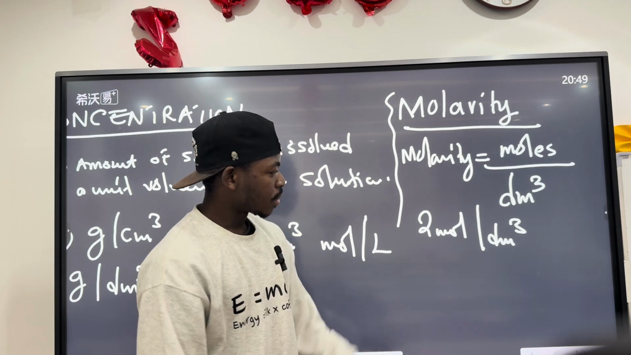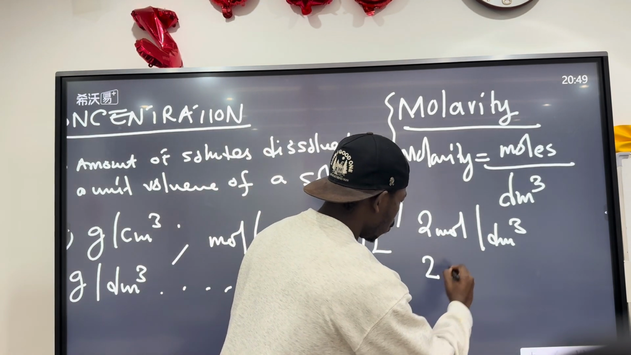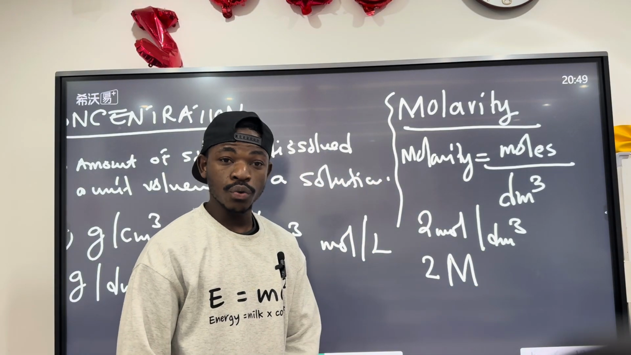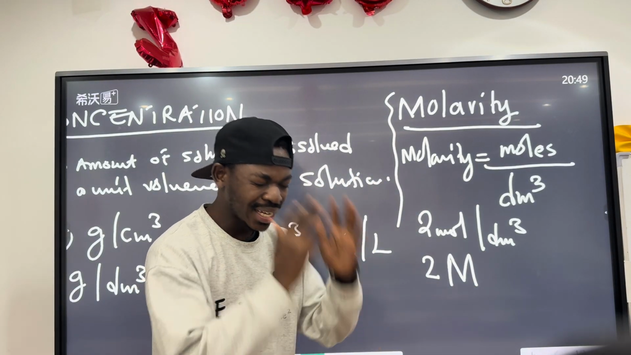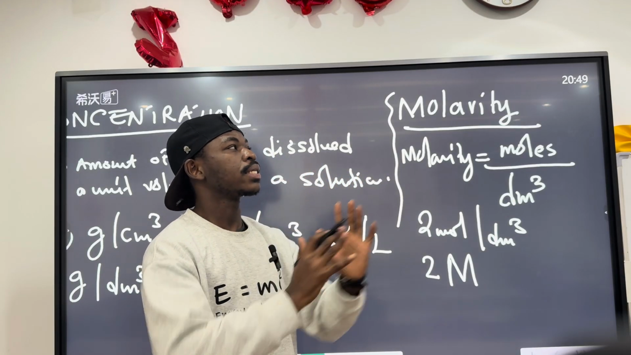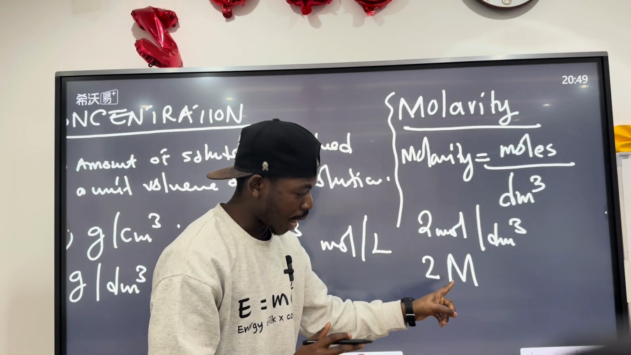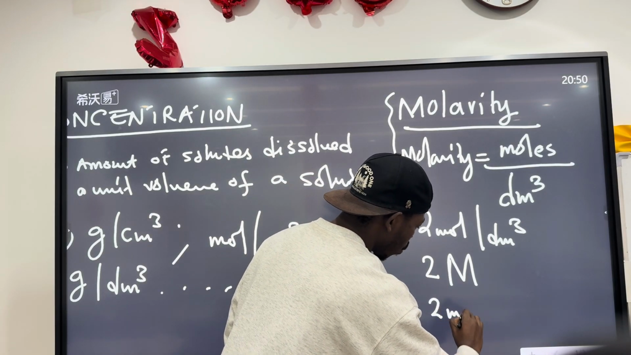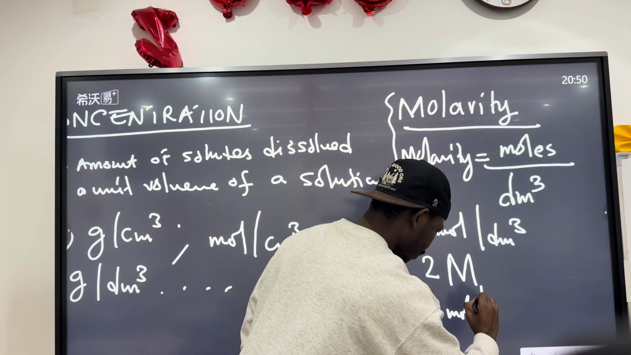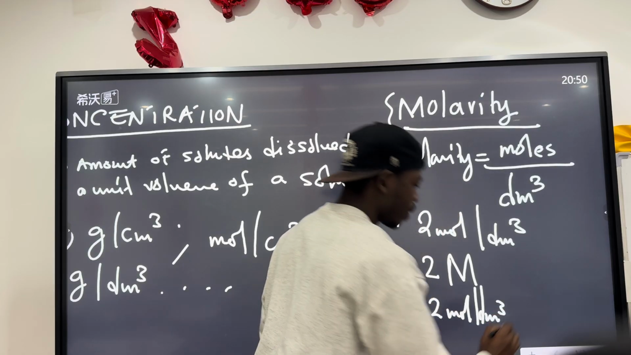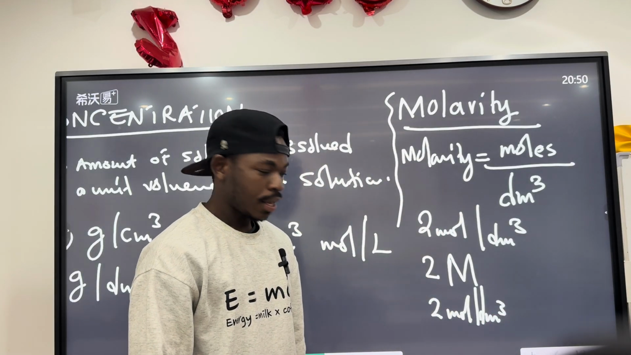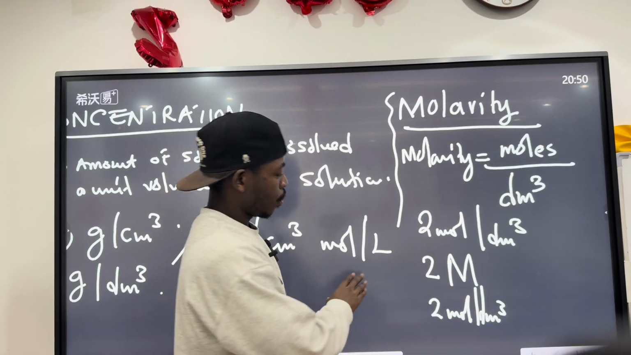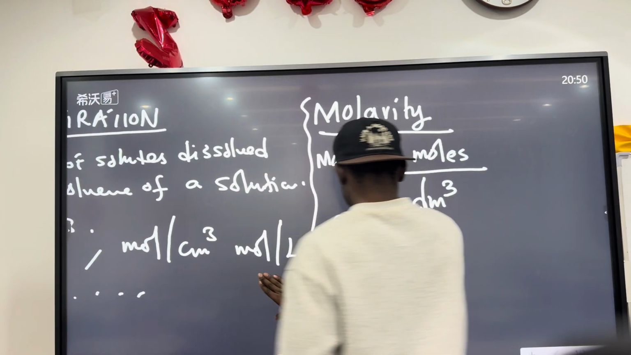Okay? Sometimes you'll see this as 2 molar with a capital letter M. Don't get confused. Once you see this capital letter M, just remember that this is molarity. Okay? 2 molar meaning molarity. So this still means 2 moles per cubic decimeter. Like that. That is what I want you to understand. Please appreciate this.